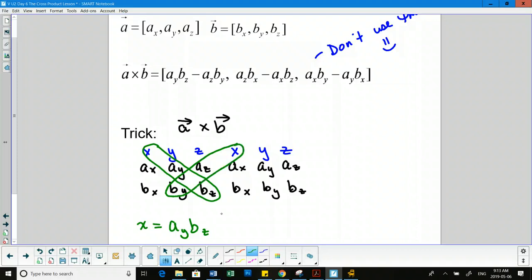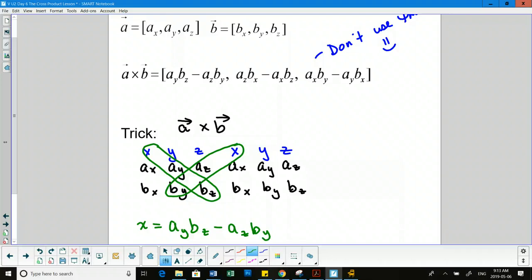Can't you just cross out the first two of the whole thing and the last two of the whole thing, and then just cross them? Yeah, so I'm just laying the foundation for this right now. I'm just explaining where the formula comes from. So it'll be minus AZ BY, working from the top to the bottom.